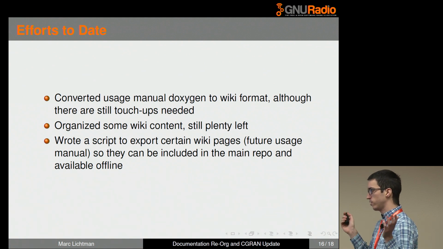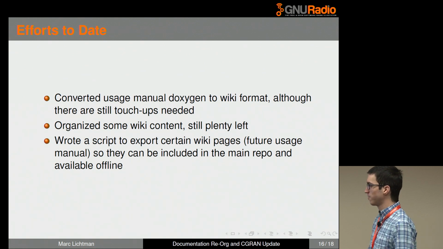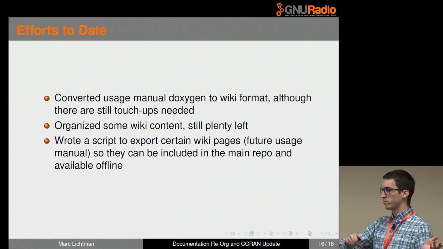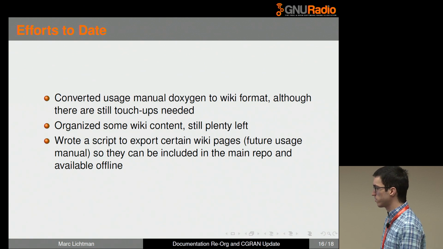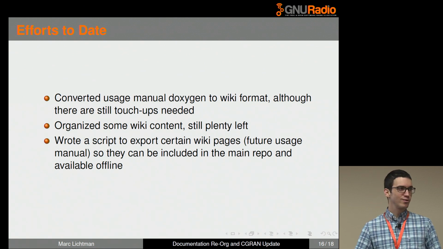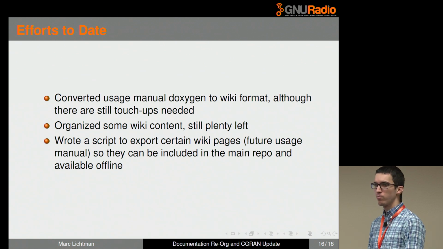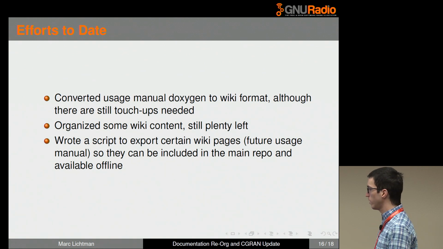But if we decide the usage manual should not live in the wiki, then I'll just remove them because I don't want to make it so there's even more duplicate content. But overall, it's not too difficult to convert from Doxygen to wiki. I've also organized some of the wiki content, but there's still plenty left. There's a lot of duplicate articles and articles that need to be merged and organized. A lot of them were copied and pasted from another source into the wiki, so they don't fit well. But it's still important information to have in there.